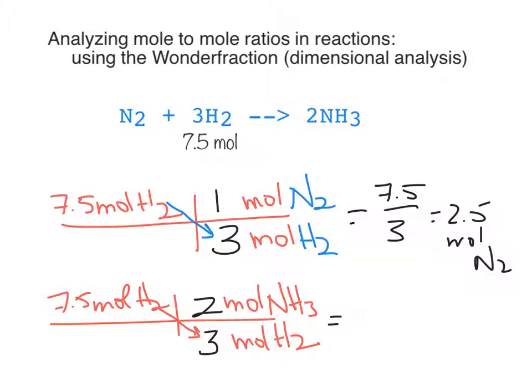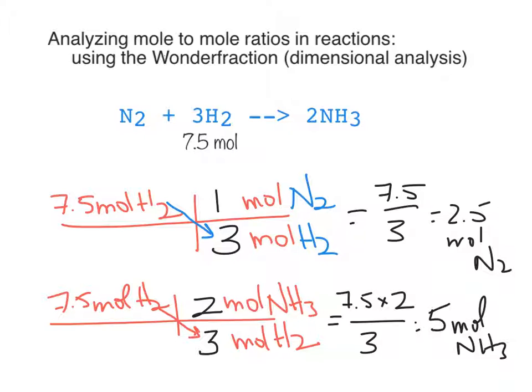When we do the math out on this, again, multiply across the top, 7.5 times 2, divided by the numbers that are on the bottom. So 7.5 times 2, let's see, times 2, I'm using my calculator, divided by 3, is exactly 5. I knew that. Why am I doing this? Is 5 moles of NH3.